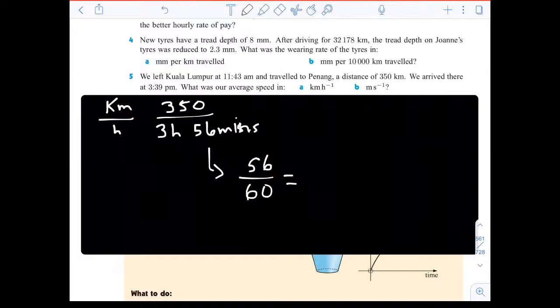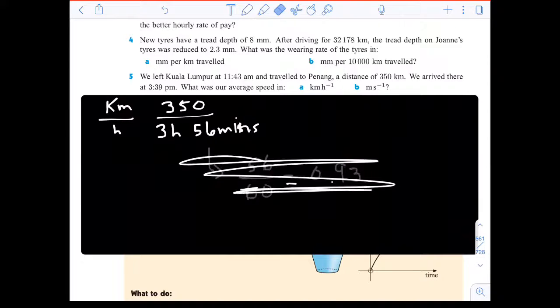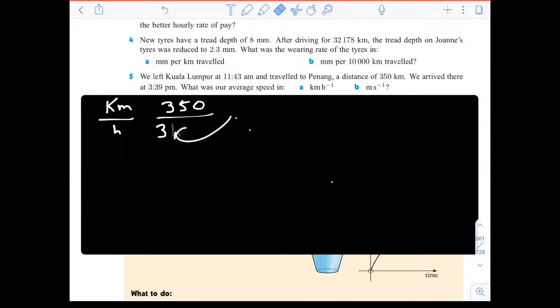What decimal is 56 minutes of 60 minutes of a full hour? In this case, it's 0.93. So that means it took 3.93 hours in order to get to our destination. So I'm going to use that 3.93 because I just converted those minutes into hours and added it to the 3. So 3.93.